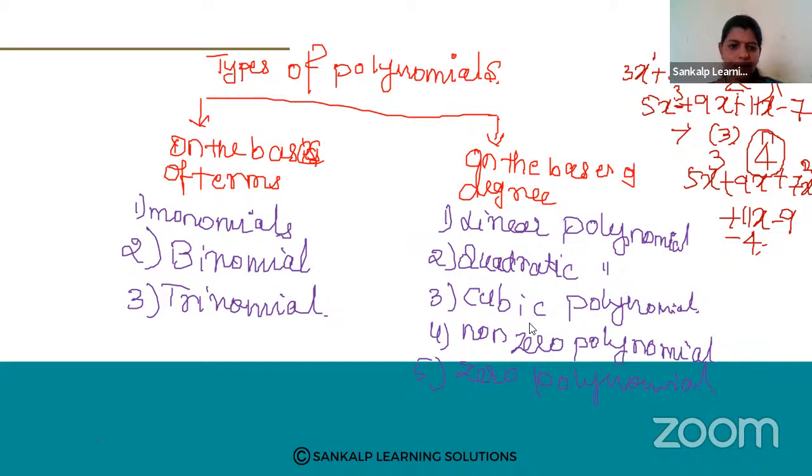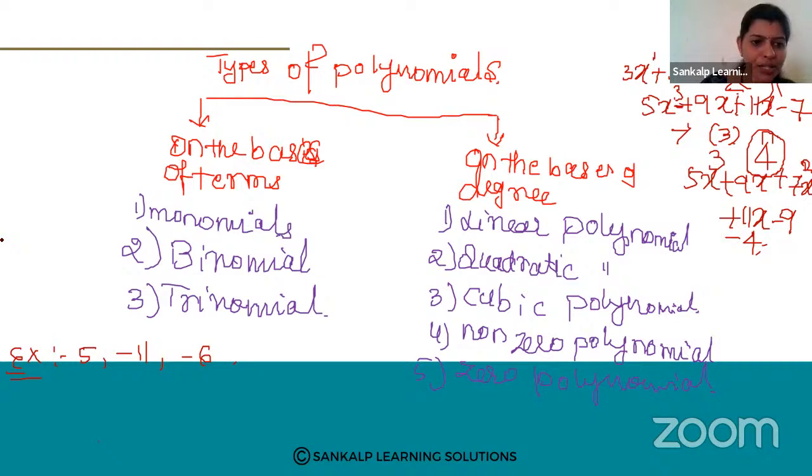Non-zero polynomial. For example, if I write 5 minus 11 minus 6, tell me the degree of this polynomial. Miss, here the variable is not there. Then how can it be a polynomial? You only see numbers, so you say there is no variable. But it has a variable.